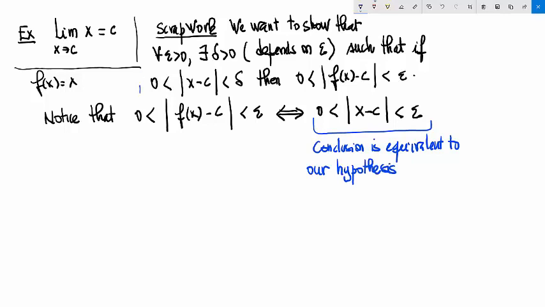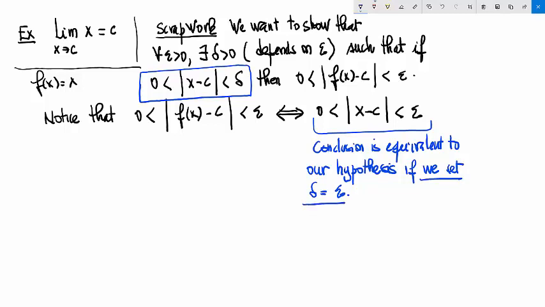And this is our hypothesis here. So we saw that our conclusion is actually equivalent to our hypothesis. Therefore, this implication is clearly true. And in fact, I'm sorry, our conclusion is equivalent to our hypothesis if we set delta to be equal to epsilon. This is really important. I almost forgot to say that.